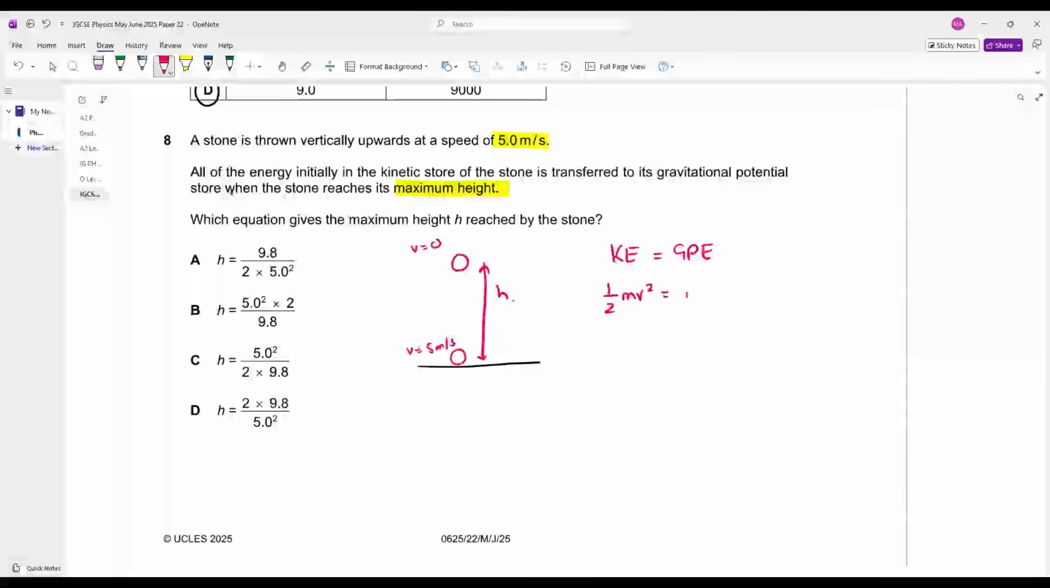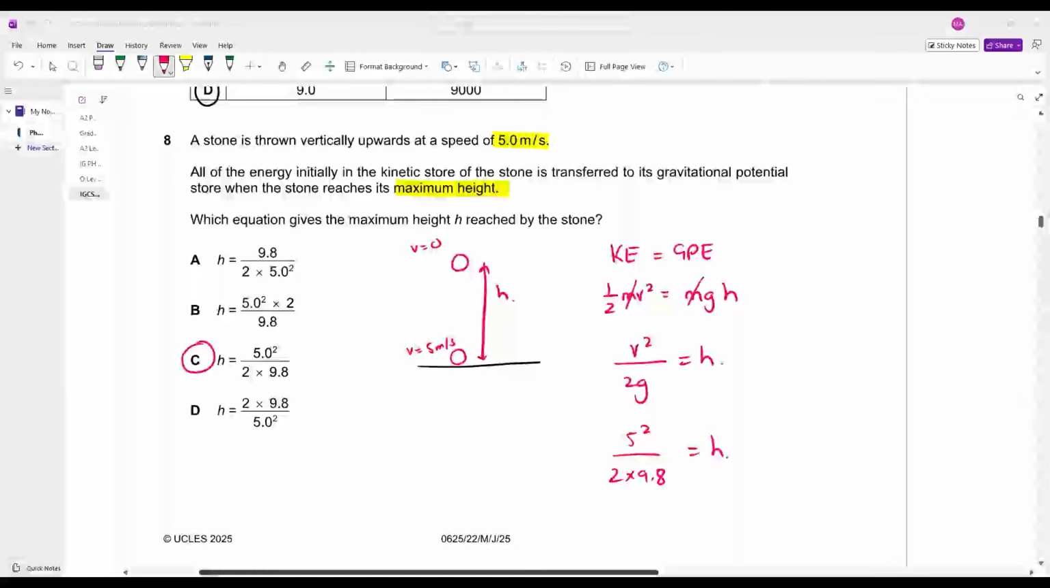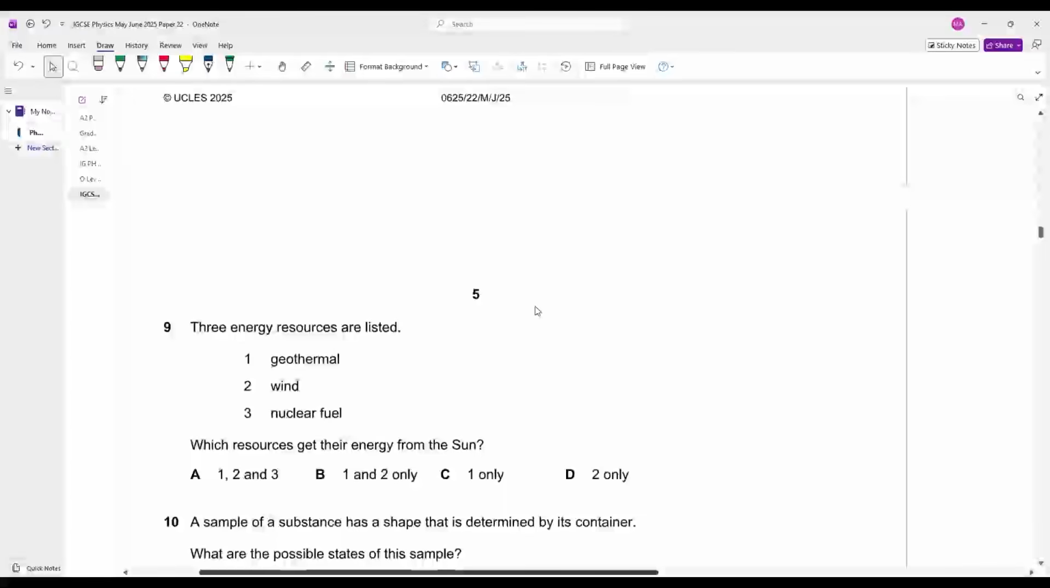What is the formula of gravitational potential energy? mgh. M cancels out. Let's make h the subject. V square divided by 2g is equal to h. What is the velocity? 5 का square divided by 2 into 9.8 is equal to your h. C is your answer. 8 का answer is what? C. Simple.